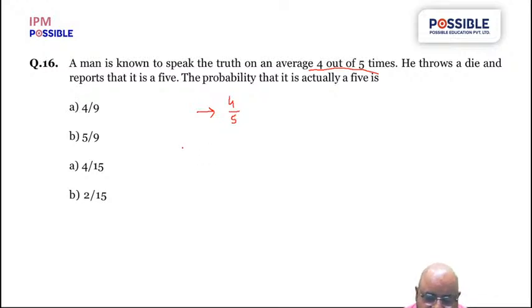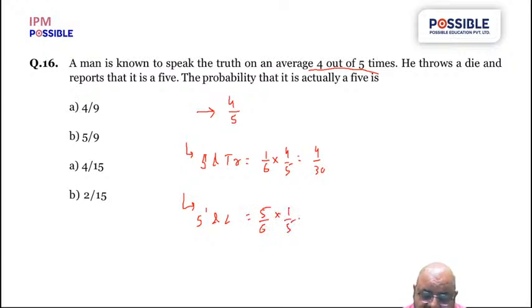If I'm trying to solve this question, I would probably get something like the probability that it is a 5, or when will he call it a 5? He will call it a 5 when it is a 5 and he is saying the truth. So this happens 1 by 6 for getting a 5. Truth is 4 out of 5 times. So 4 upon 30. And when will he say a 5 when it is not a 5? So it is not a 5 and he is lying. That happens 5 by 6 times for a dice. Lying happens 1 by 5 times. Therefore 5 upon 30. Right?